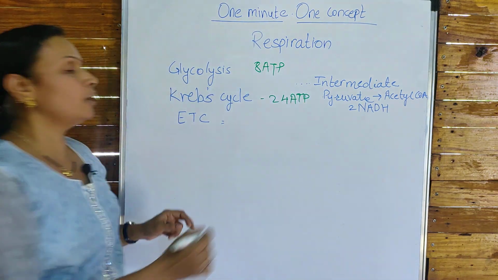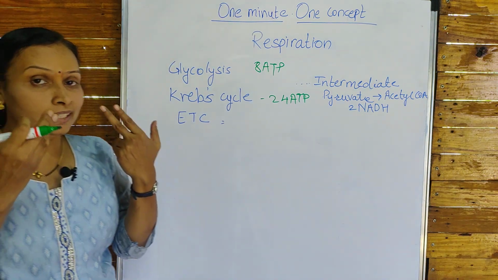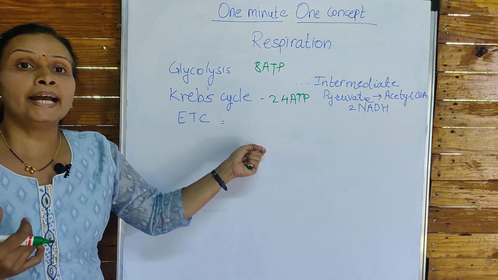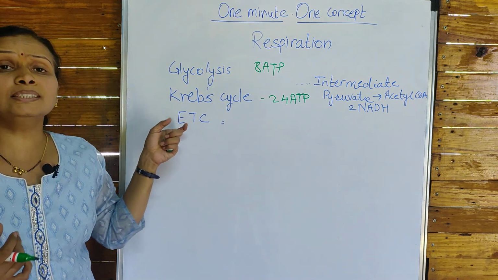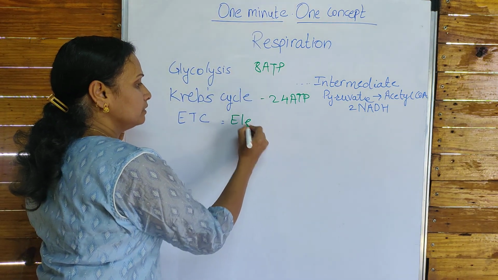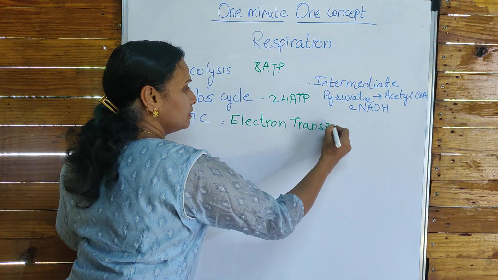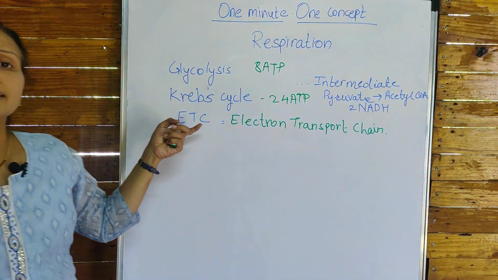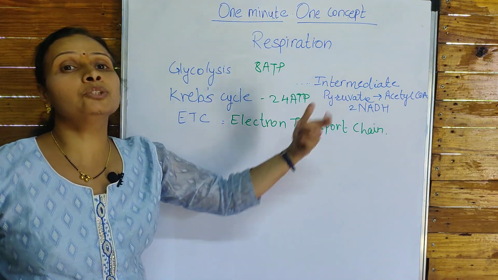and the last step of respiration is the ETC, where the intake of oxygen related to respiration matters. Here actual oxygen is utilized in the ETC. What is ETC? It is the electron transport chain. And in this ETC, actual oxidation of indirect sources of ATP takes place.